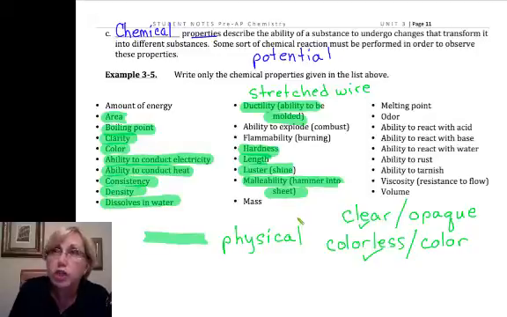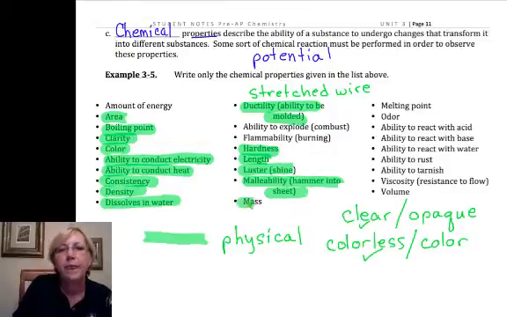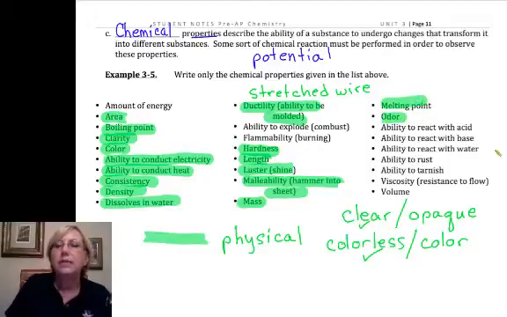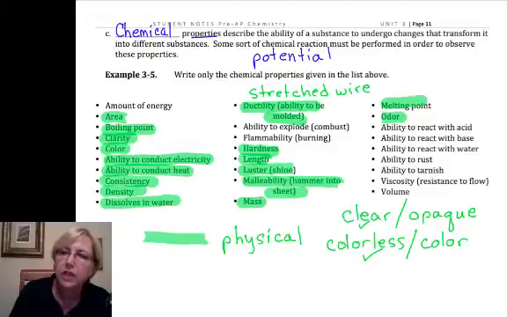I could show you a sheet of copper. So remind me in class, I'll bring out copper wire to show you ductile, and I'll bring you a sheet of copper to show you malleable. Mass, melting point, odor, ability to react, ability to rust, ability to tarnish, all of those are chemical.